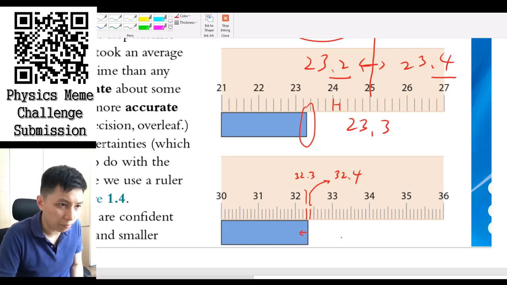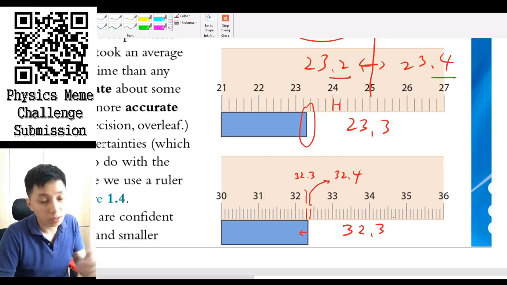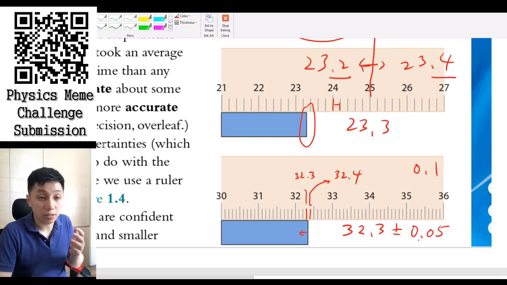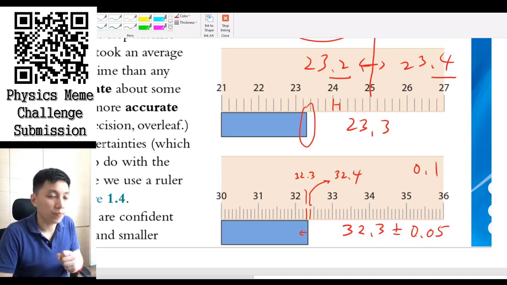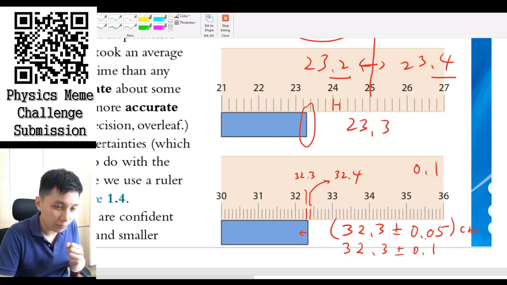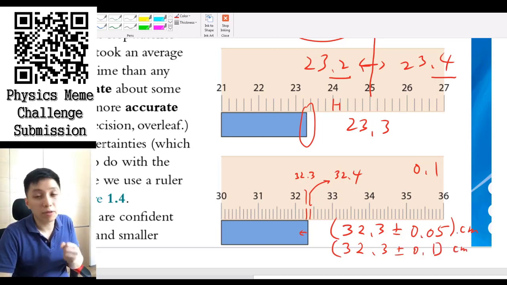The answer that I will give will be, of course, 32.3, because that's the one that is closer to the object. And plus or minus, because the smallest division is 0.1, therefore I will write 0.05 in this case. So this could be an acceptable answer. With the unit, of course, let's say it's cm. However, there are some people who say it would be 32.3 plus or minus 0.1. This could probably be an alternative answer also.